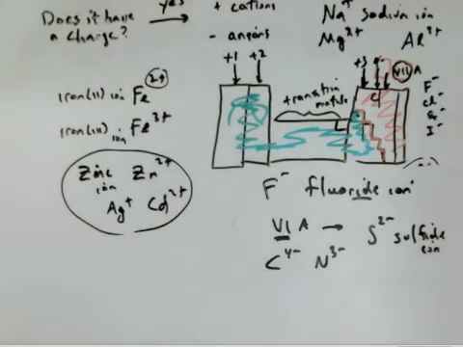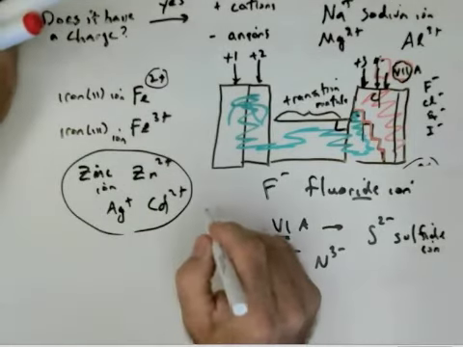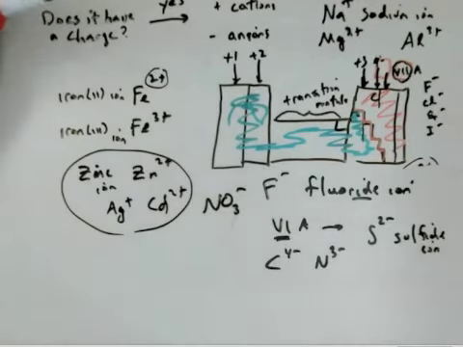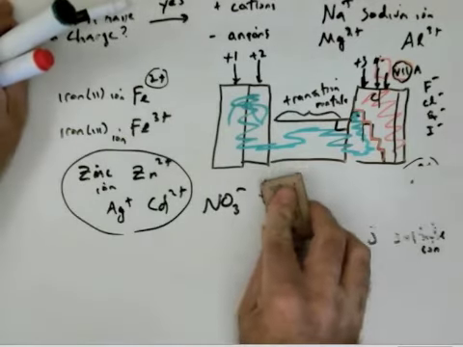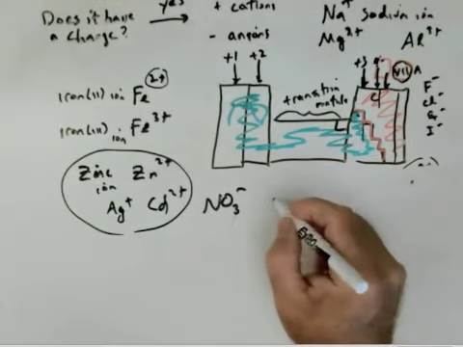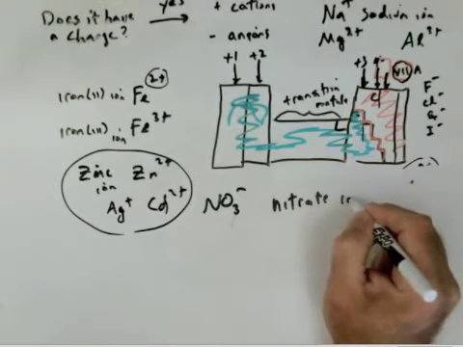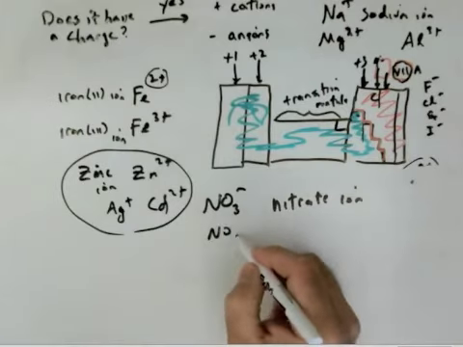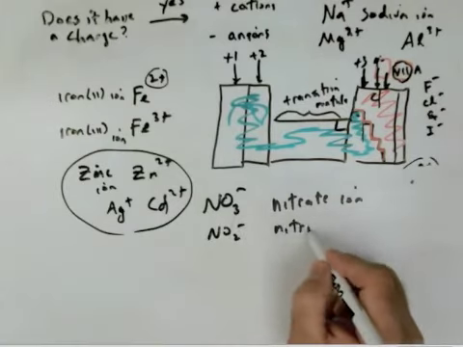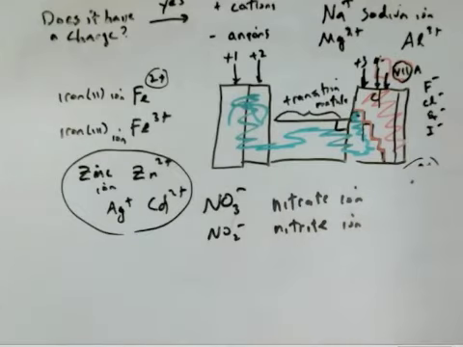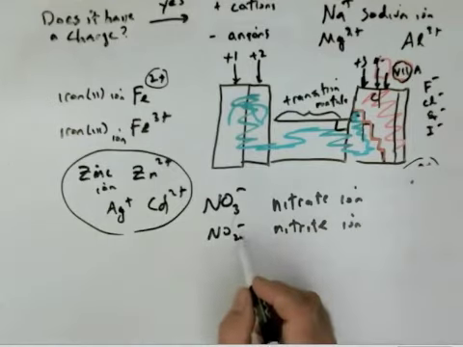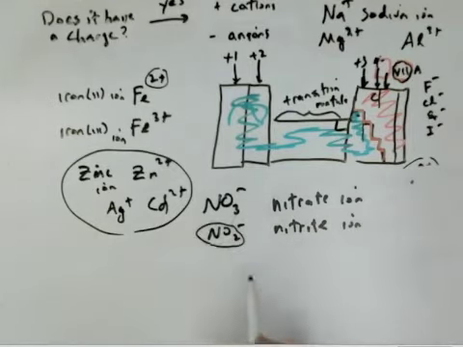Now, there's also negative polyatomic ions. For example, NO3-. That doesn't have a logical way to name it. It's called nitrate ion. NO2- is called nitrite ion. And we've given you a list of all these ions to memorize for this class. There's quite a few of them. They're kind of a drag to memorize because you have to memorize the formula and the charge and the name. But that is a single object that has a -1 charge. Okay, that's how you name ions.